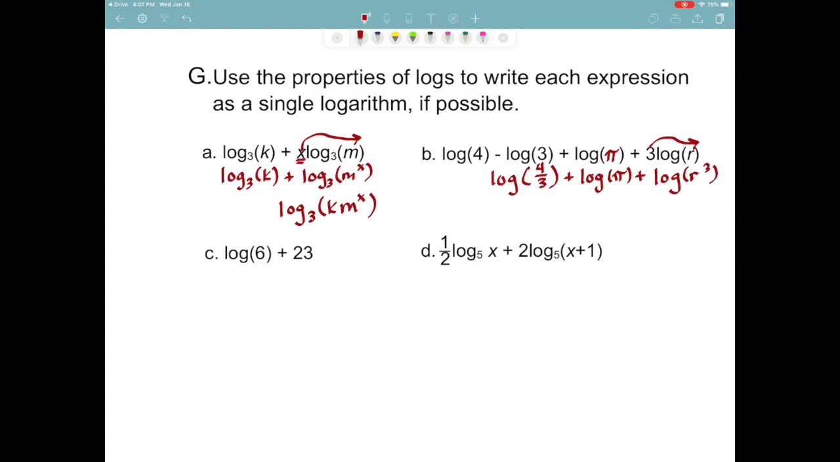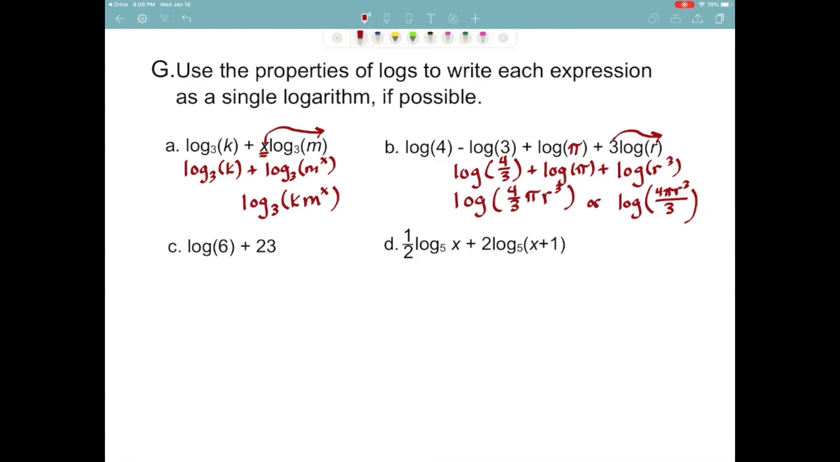Now this is all multiplication, so you could end up with log of 4/3 times pi times r to the 3rd power. And that would be one form of the answer. Others may get the form log of 4 pi r to the 3rd over 3. Both of those are equivalent there. They would both work just fine.